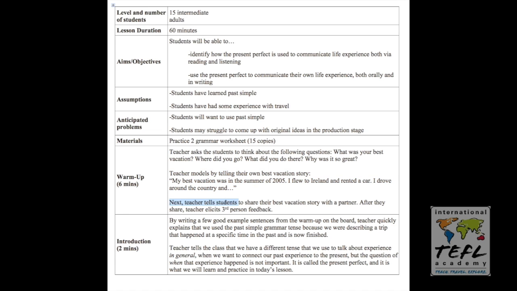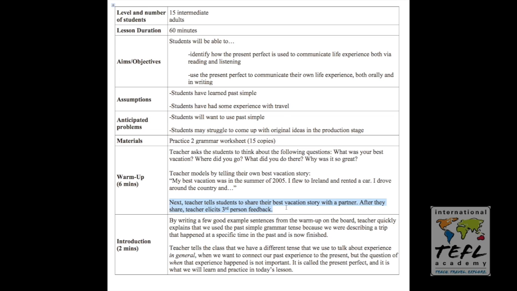And then next, the teacher tells the students to share their best vacation story with a partner. I'd give them 2 or 3 minutes to do that. You really want to do pairs. There can be a group of 3 if you have an odd number. After they share with each other and everyone has a chance to speak, the teacher elicits third-person feedback. And what that means is that I will randomly choose a few students, not every pair, but I'll choose a few people to share with the class what their partner said. I'm not going to ask them to repeat what they just told their partner, but I'm going to say, okay, student A, why don't you tell the class about student B's best vacation?